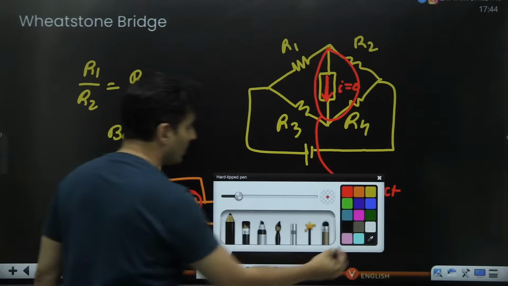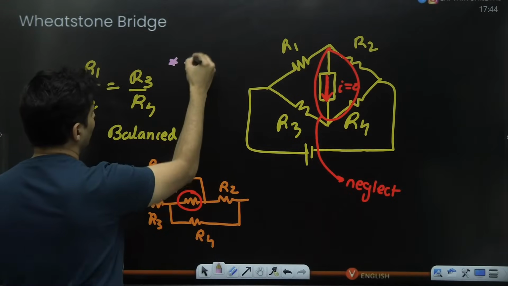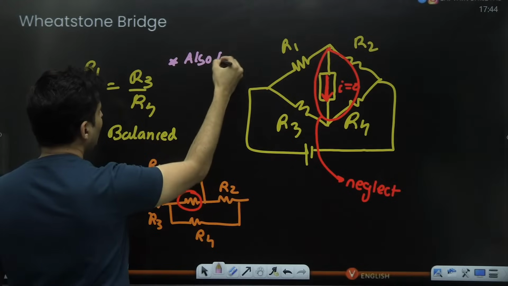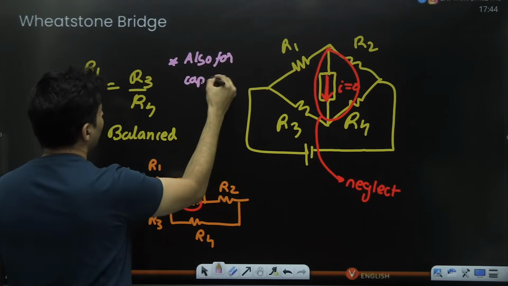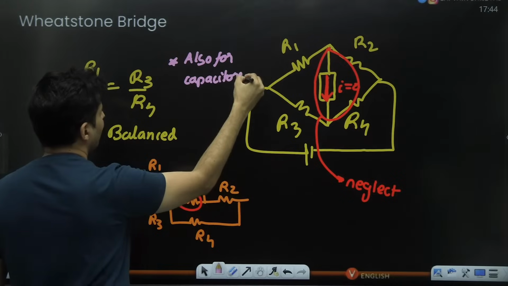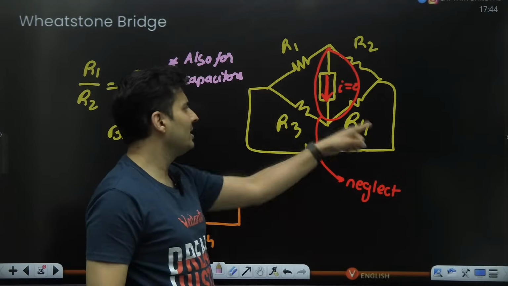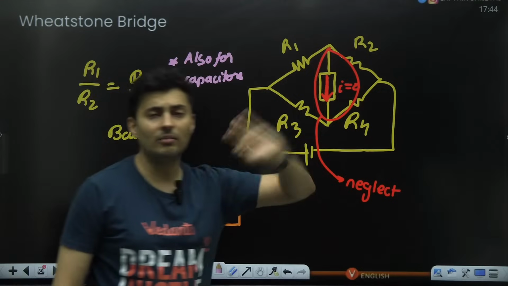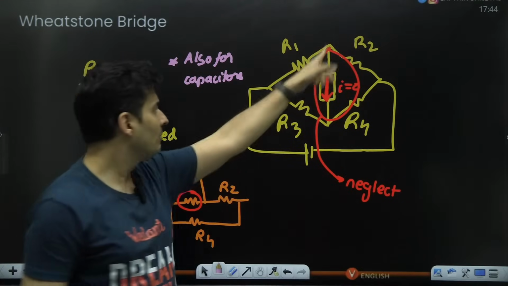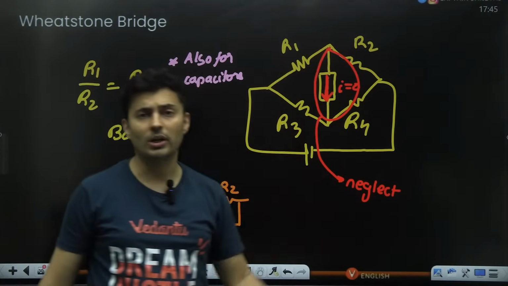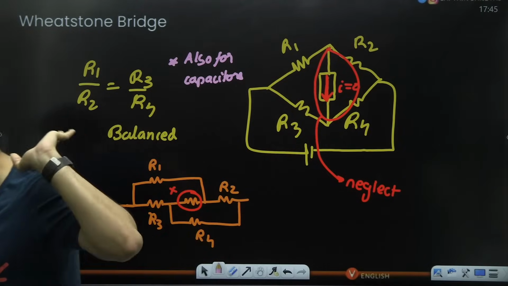And also remember one important thing, this is also applicable for capacitors. So if you have capacitors, C1 by C2 is C3 by C4, then this middle part is completely useless. No current will go because both these points will be equipotential.